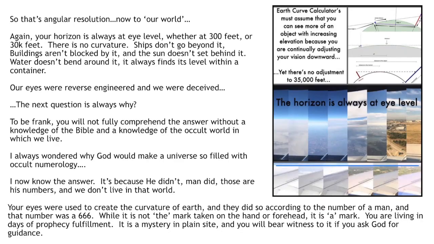Again, your horizon is always at eye level, whether at 300 feet or 30,000 feet. There is no curvature. Ships don't go beyond it. Buildings aren't blocked by it, and the sun doesn't set behind it. Water doesn't bend around it. It always finds its level within a container. Our eyes were reverse engineered and we were deceived.